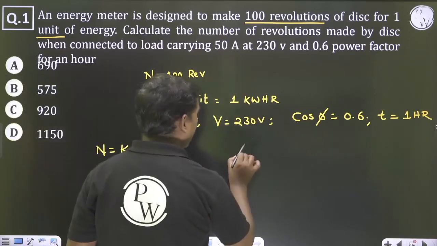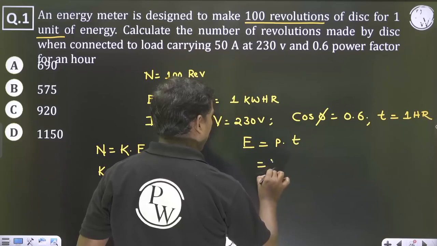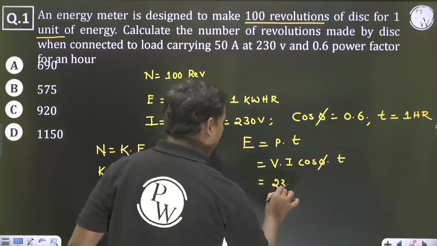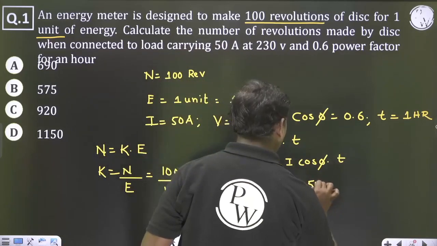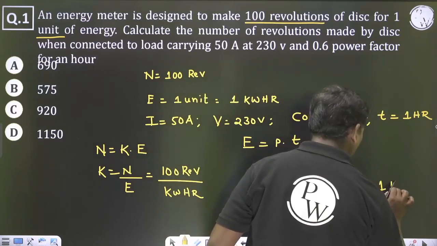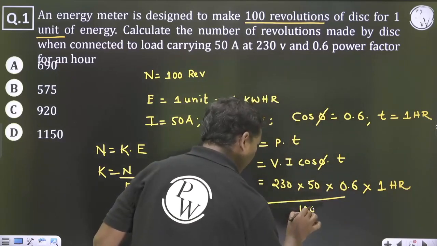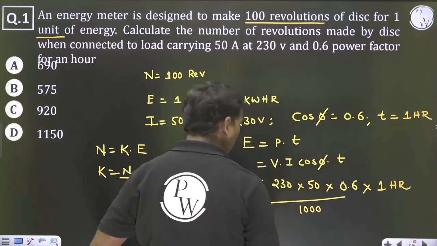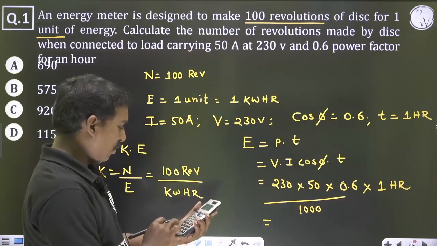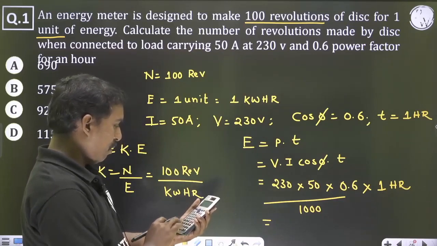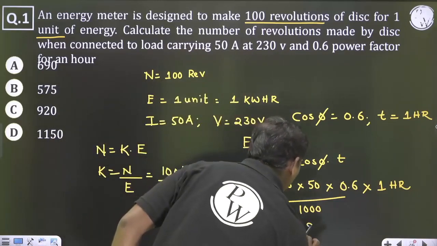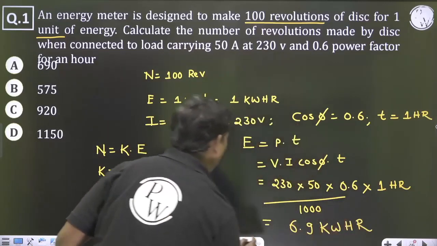Now first let me calculate the energy. Energy is equal to power into time. That is VI cos phi into time. V is equal to 230, current is equal to 50 amperes, cos phi is equal to 0.6 and time is equal to 1 hour. Divided by 1000, you will get kilowatt. So 230 into 50 into 0.6 divided by 1000 comes around 6.9 kilowatt hour. So this is the energy.